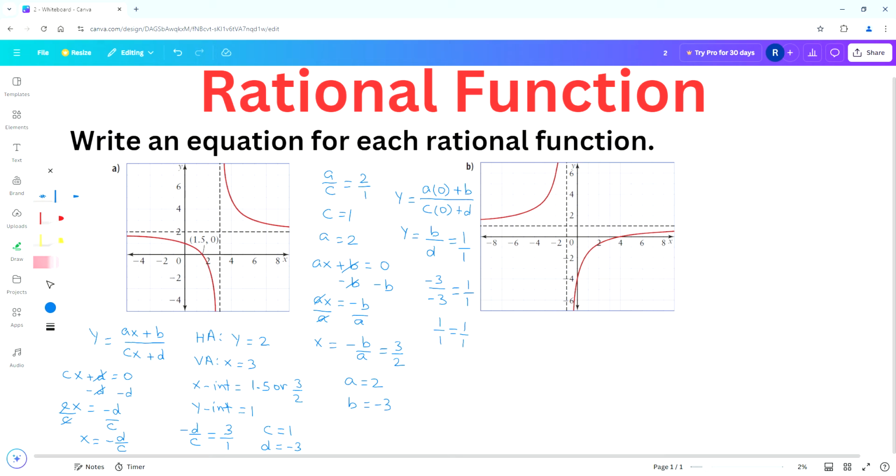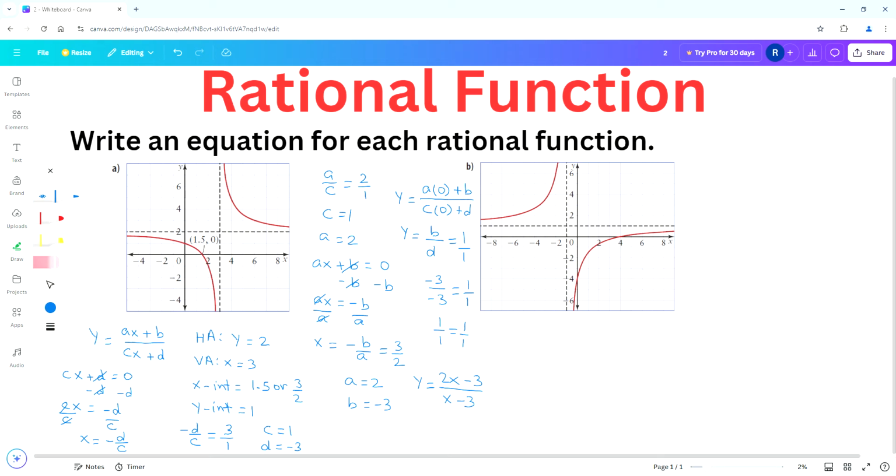So the equation for this rational function should be y equals 2x minus 3 over x minus 3. This should be the final answer for part A. Now we can analyze part B.